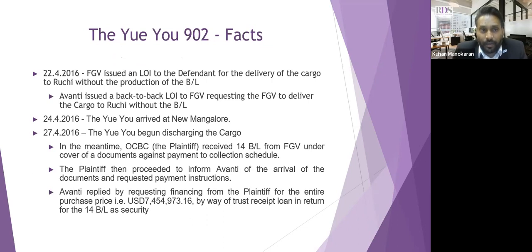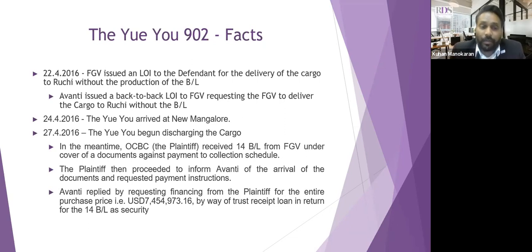Now, on the 22nd of April 2016, FGV issued a letter of indemnity to the defendant for the delivery of cargo to Ruchi without the production of bill of lading. This was, as I stated earlier, quite similar to what happened in the Delfini. Likewise, on the same day, Avanti issued a back-to-back letter of indemnity to FGV, requesting that FGV deliver the cargo to Ruchi without the bill of lading. Now, at this stage, there's a whole chain of back-to-back letters of indemnity from Ruchi going to the sub-seller Avanti and then going to FGV and lastly to the defendant vessel, all saying deliver it without the bill of lading.